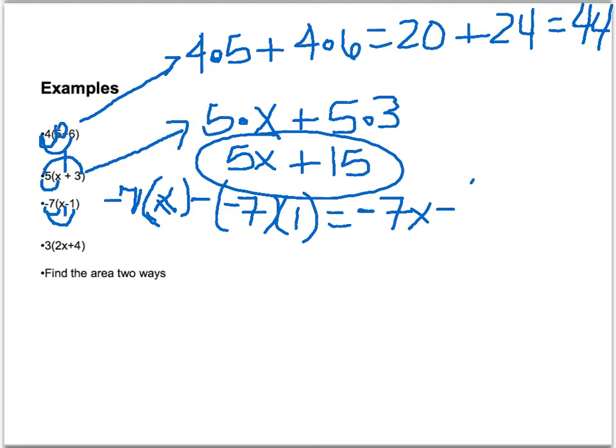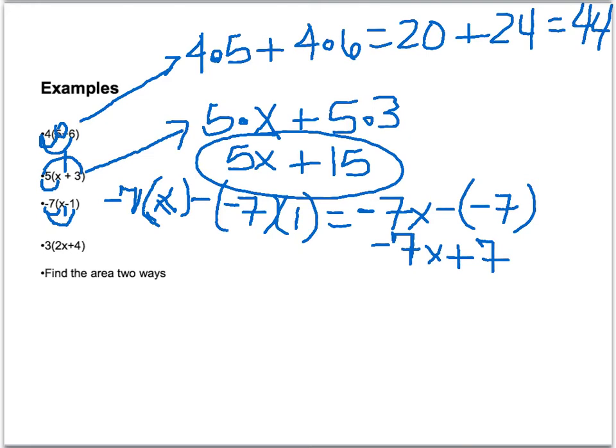So I have minus negative 7. And remember, subtracting is like adding the opposite. The opposite of negative 7 is positive 7. And adding the opposite, my answer is just negative 7x plus 7.